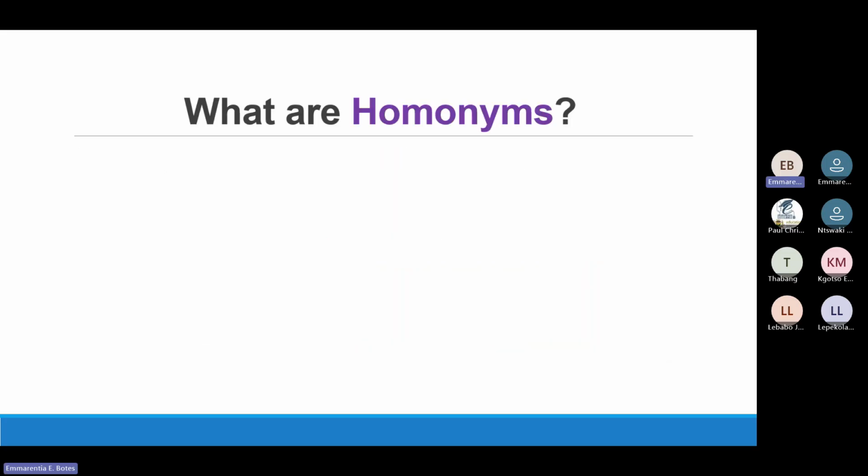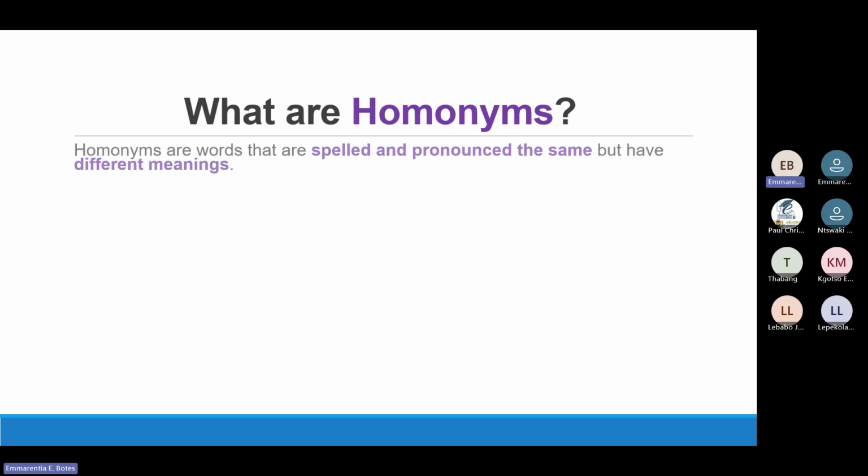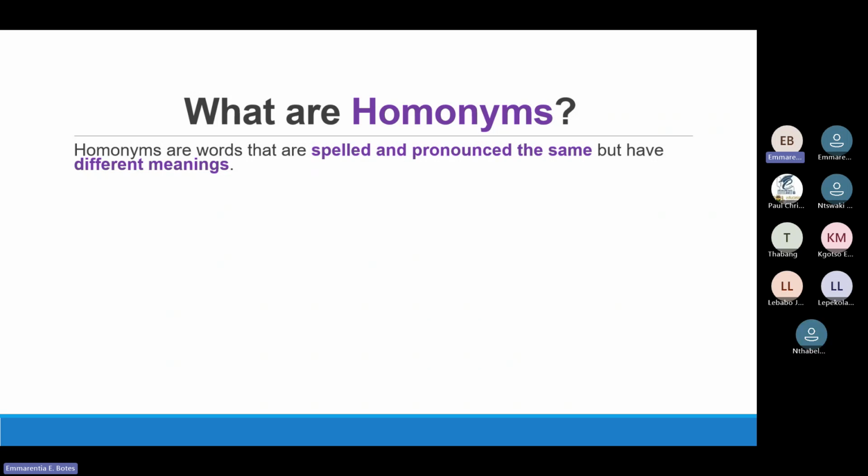Now let's look first at what homonyms are. Homonyms are words that are spelled and pronounced the same, but they have different meanings. Let us look at a few examples. If we look at the word bat, maybe when you see this word and hear it, you already have a few pictures in your mind of what this word could mean. So now we need a sentence to make it clear to us what the word means. For example, the bat flies around at night.